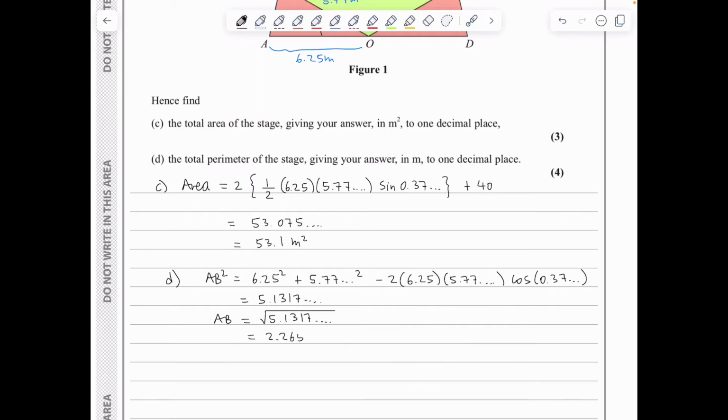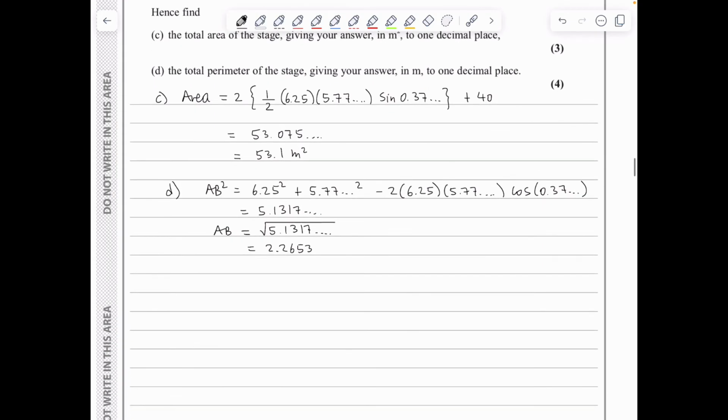2.2653. We also know that the length of an arc when the angle is measured in radians is given by r theta. So the perimeter will be found by doing 2 times the 2.2653 plus the 12.5, which is the total distance from A to D, plus the length of the arc, which is r times theta, which is 2.4, and this gives 30.887 ..., which to one decimal place is 30.9 meters.